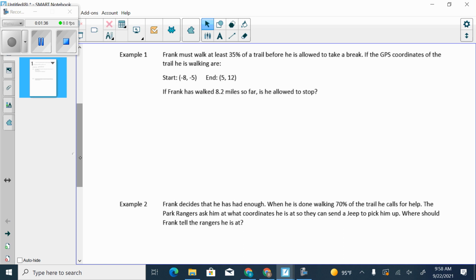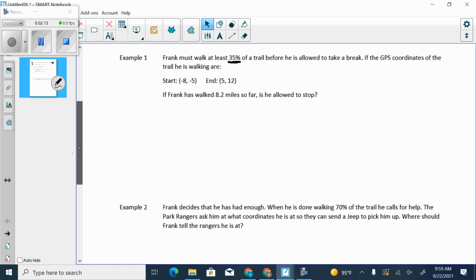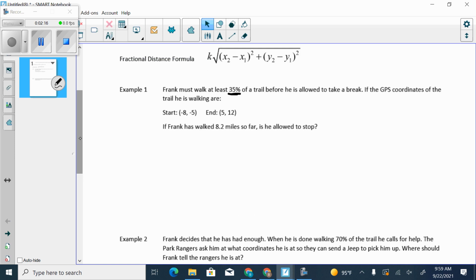So here in example 1, it says that Frank must walk at least 35% of the trail before he is allowed to take a break. If the GPS coordinates of the trail he is walking are a start point of (-8, -5) and an end point of (5, 12), it says if Frank has walked 8.2 miles so far, is he allowed to stop? So first we need to figure out the distance that he has to go before he's allowed to stop. So that comes from here, right? I'm finding a fraction of the distance, which would mean using this formula, right?